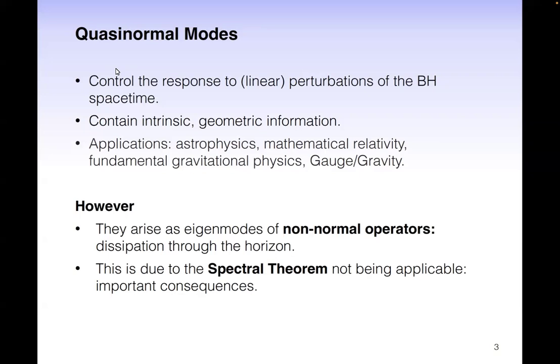Now, all this comes with a big caveat, and the caveat is that the Hamiltonian operator that gives rise to these modes is actually a non-normal operator. And this non-normality simply comes from the fact that black holes have a horizon. So energy is allowed to dissipate through the horizon. If we are in asymptotic flatness, we also lose energy through the UV. So what do I mean by a non-normal operator in general? I'll show in the next slide.